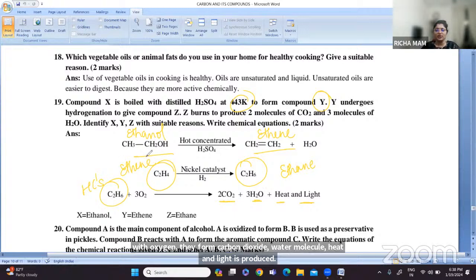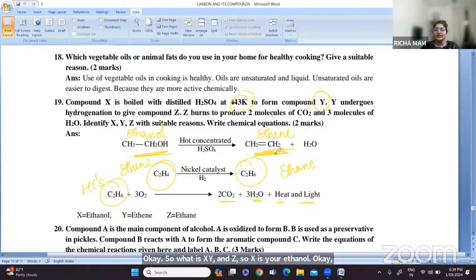So X is your ethanol, Y is your ethane, Z is your ethene. So this is X, Y, and Z. Like this, you have to write the answer. This is a bit applicative, tricky type of question which is asked.